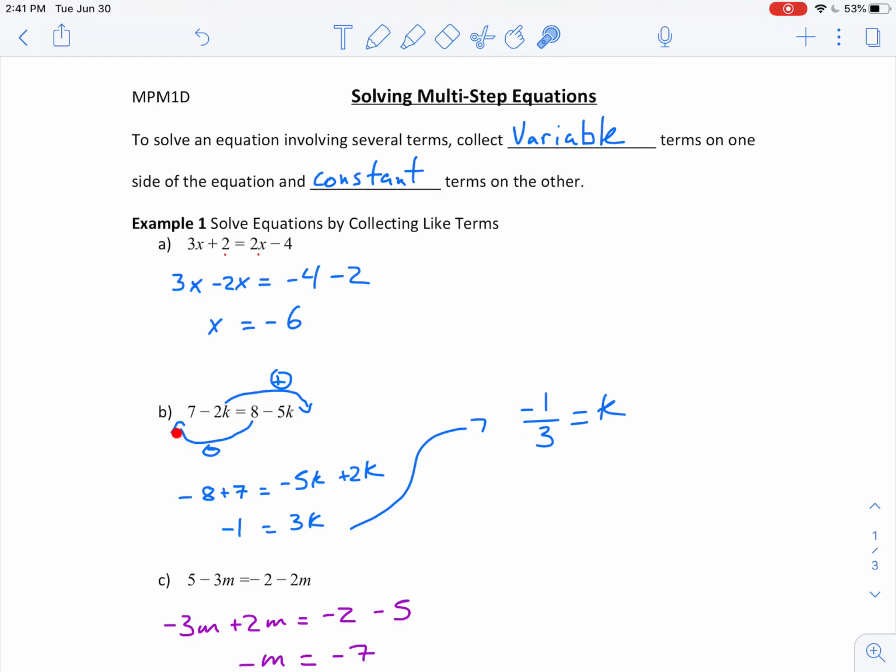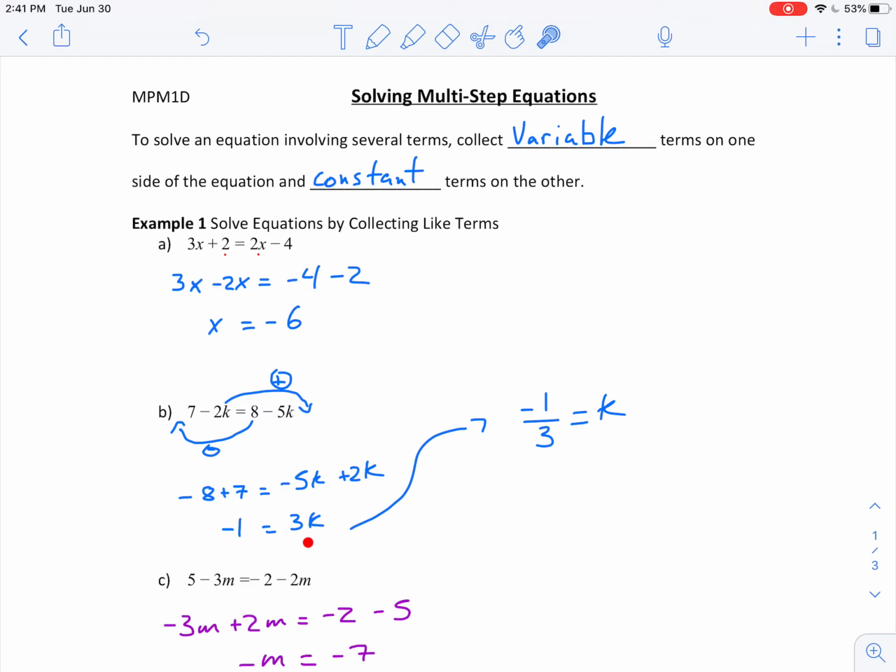I need to bring this constant over, and I need to bring this variable term over, because I need them to be on the sides of the equation. When I bring this positive 8 over, it becomes negative. It's a terrible negative sign. And then when I bring this variable term over, this negative 2 becomes positive. So on the left side, I have negative 8 plus 7 is equal to negative 5k plus 2k.